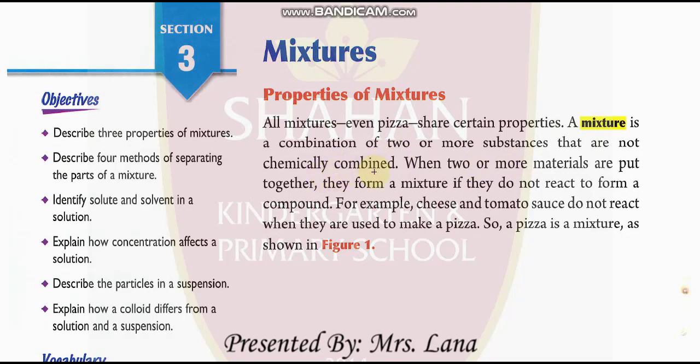It's unlike the compounds. Compounds are two or more elements combined together by chemical bonds. They are chemically combined, but in a mixture, they are not chemically combined. When two or more materials are put together, they form a mixture if they do not react to form a compound. For example, cheese and tomato sauce do not react when they are used to make a pizza. So a pizza is a mixture, as shown in this figure.